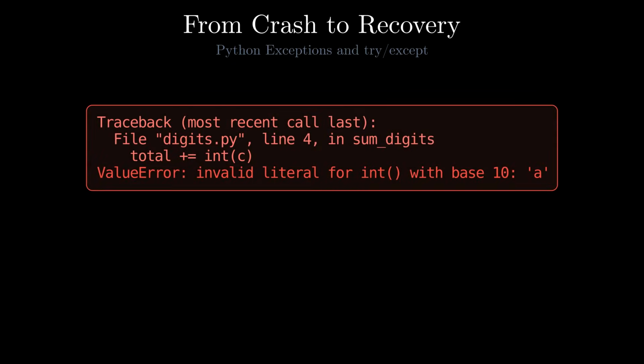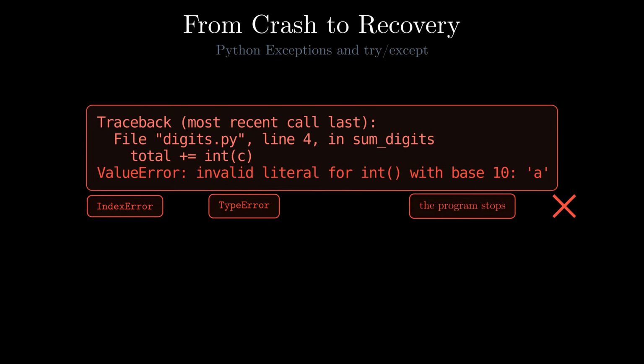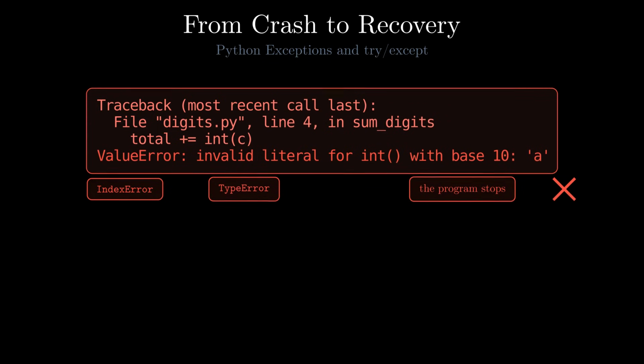That wall of scary red text when a program dies is not a mystery. It is an exception. Python's way of saying it hit something unexpected. Every crash you have seen, from indexing too far into a list to adding a string and a number, was an exception being raised. Until now, an exception has always meant the same thing. The program stops and the only response is to go back and debug.